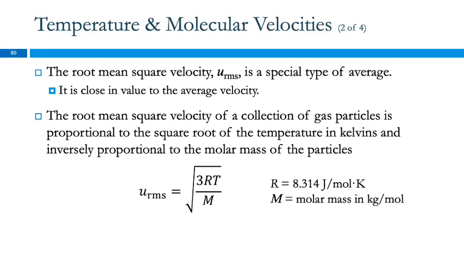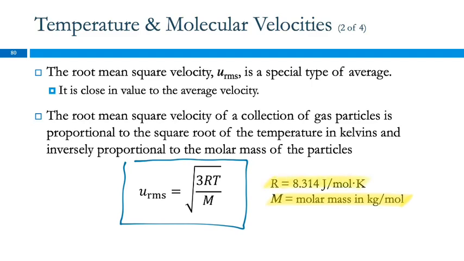So u_rms is the root mean square velocity. It's a special kind of average, which we're not going to go into. But here's a useful equation. The root mean square velocity is equal to the square root of 3 times R T divided by the molar mass of the particle. What's important here is that the molar mass is in kilograms per mole, and we're using a different value for R with different units. So 8.314 joules per mole Kelvin.